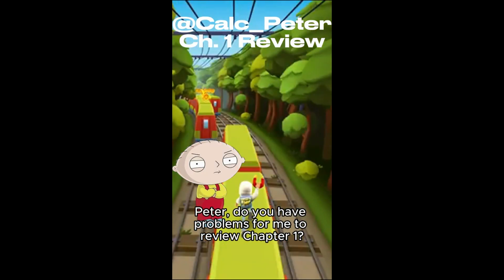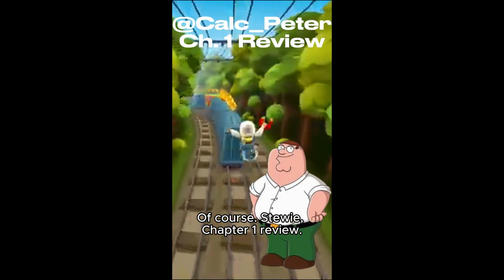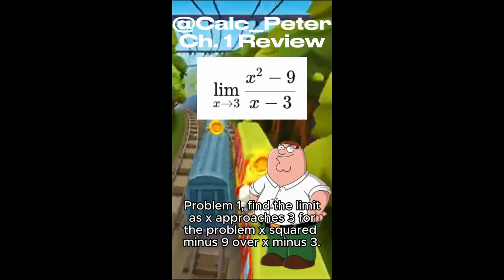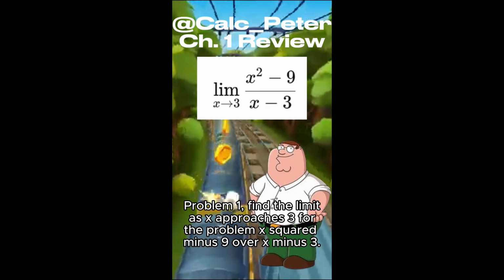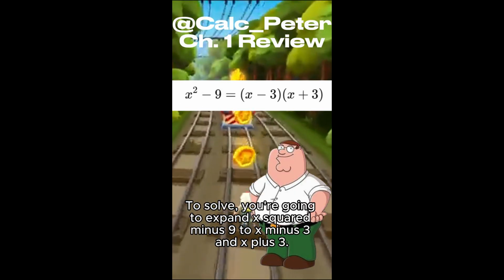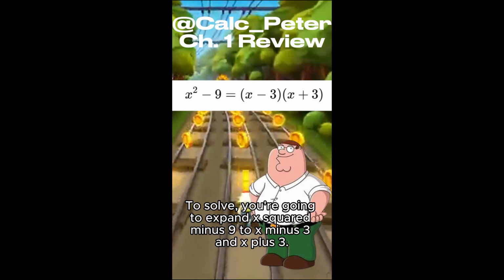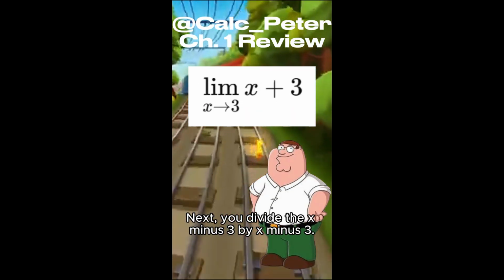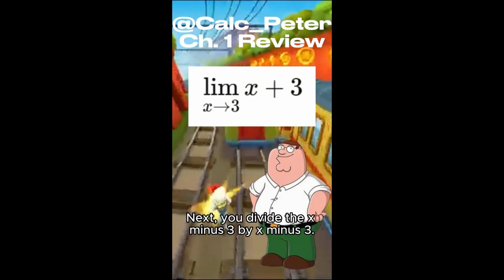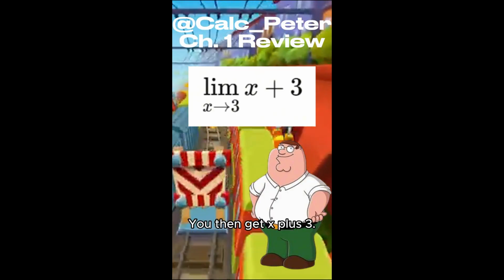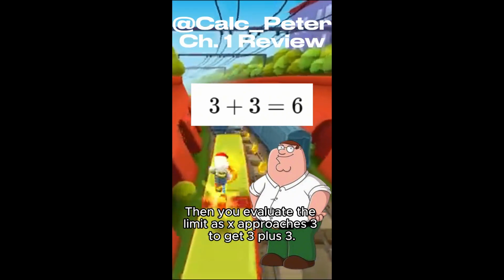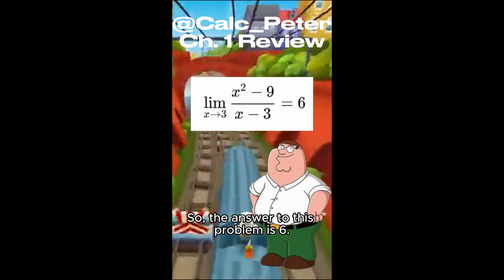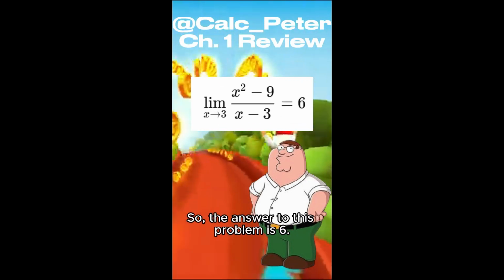Peter, do you have problems for me to review Chapter 1? Of course, Stewie. Chapter 1 review. Problem 1: find the limit as x approaches 3 of x squared minus 9 over x minus 3. To solve, you're going to factor x squared minus 9 into x minus 3 and x plus 3. Next, you divide the x minus 3 by x minus 3. You then get x plus 3. Then you evaluate the limit as x approaches 3 to get 3 plus 3. So, the answer to this problem is 6.